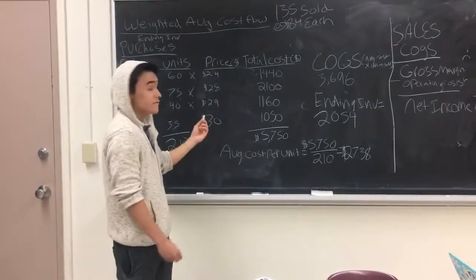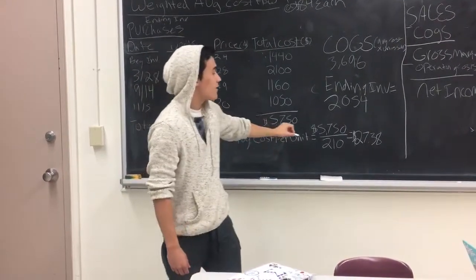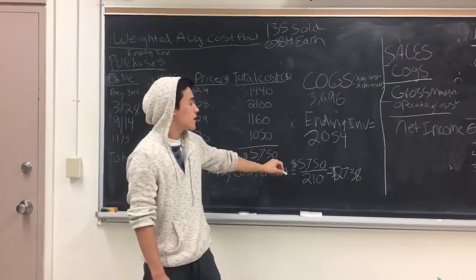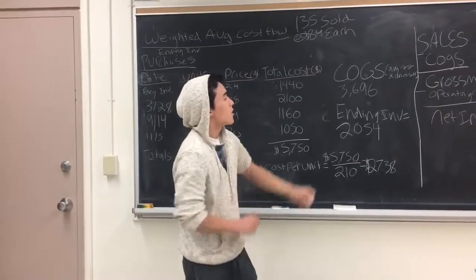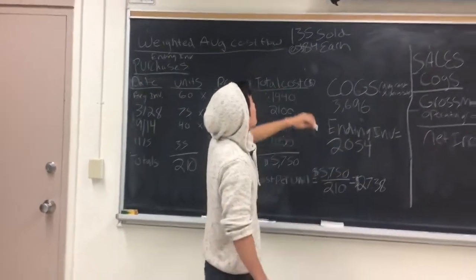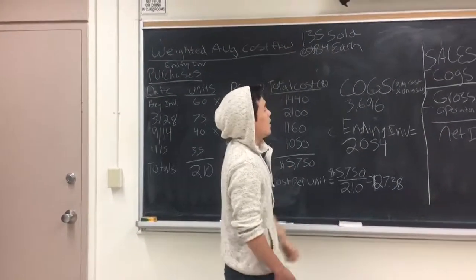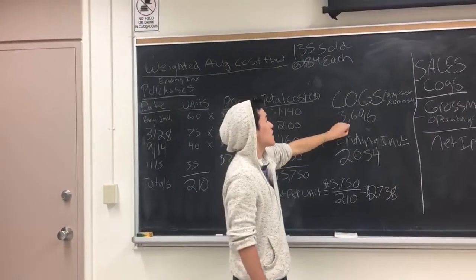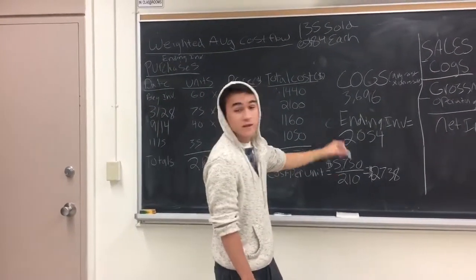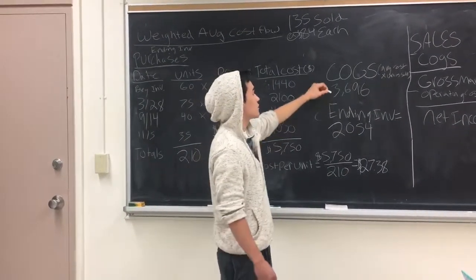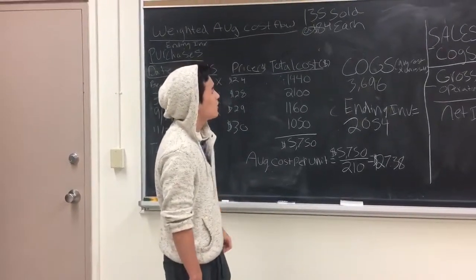To get the average cost per unit, you're going to take 5,750, which is the total cost of the units, divided by the total amount of the units, which is 210. That gets you approximately $27.38. Then to get cost of goods sold, you're going to take that and multiply it by what we have up here, which is 135, the amount of units that we actually sold. And that will get you, for cost of goods sold, $3,696, and an ending inventory of 2,054. And then if you add this with this, you will actually get your total cost down here, which is 5,750.